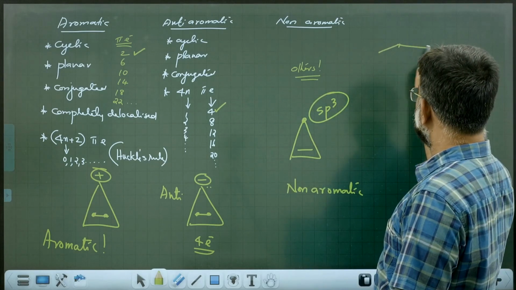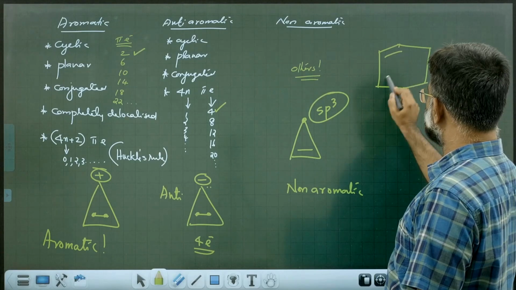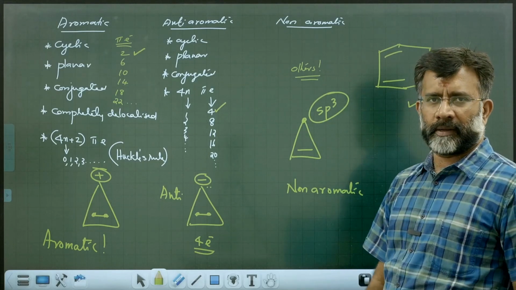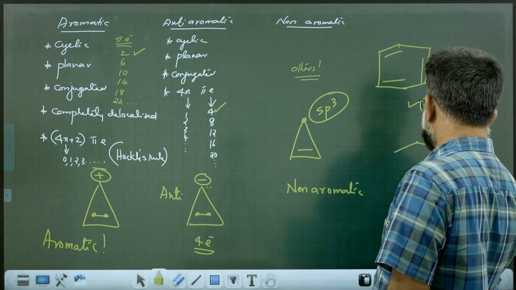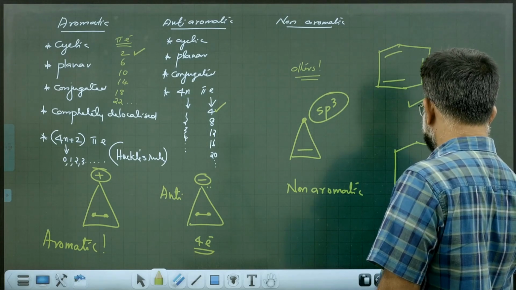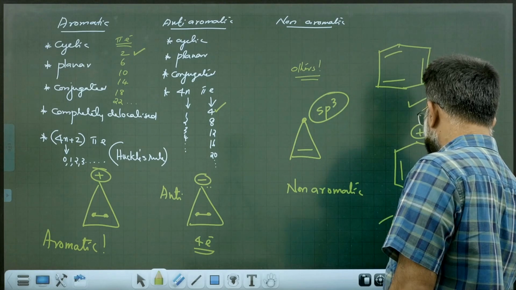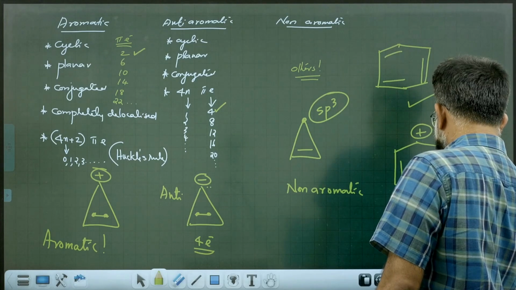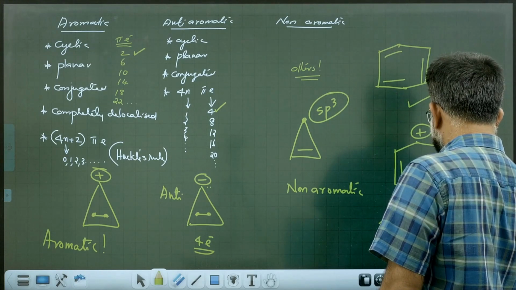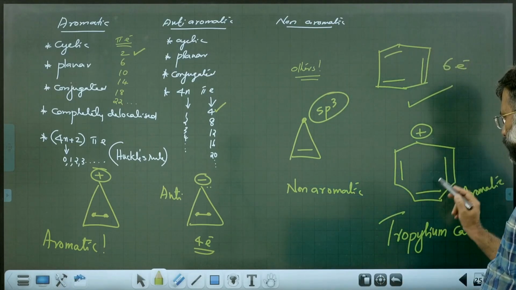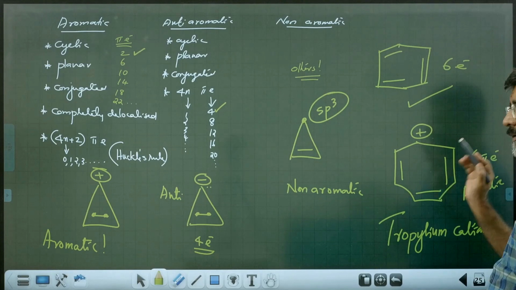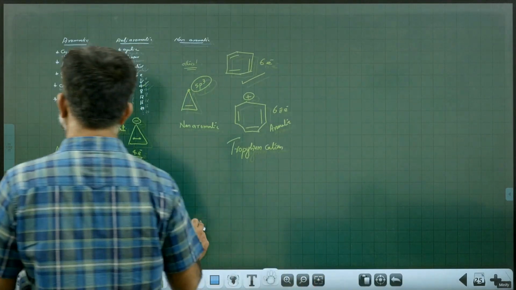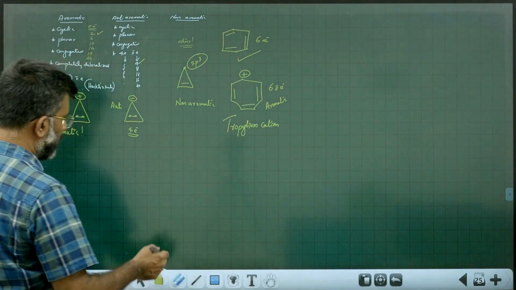Similarly, the simple molecule benzene, quite simple to understand, 2 plus 2 plus 2, is a 6 pi electron system, which is aromatic in nature. All of us know. The very popular tropylium cation. This is the tropylium cation, a typical example of an aromatic system, where you have 2 plus 2 plus 2, a 6 pi electron system, and it is aromatic. Like that. So you need to practice at least some 30-35 examples for aromatic, non-aromatic, anti-aromatic systems.